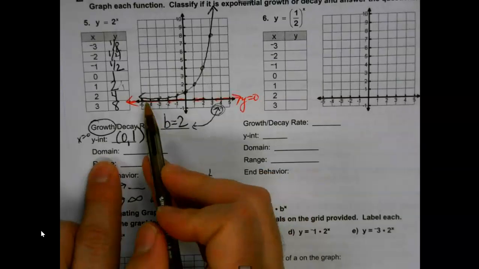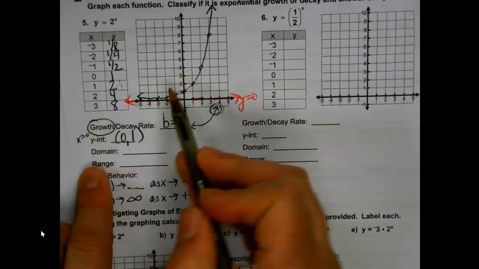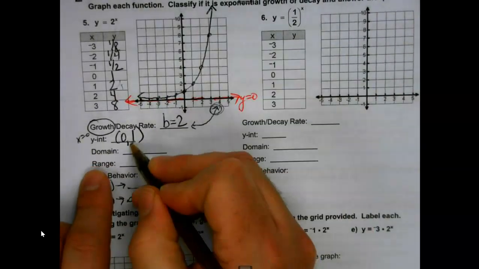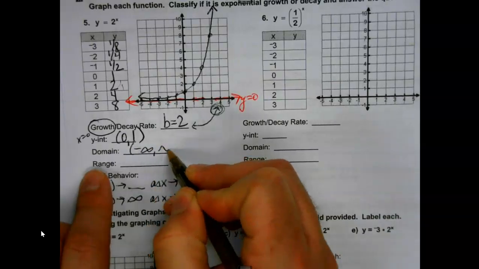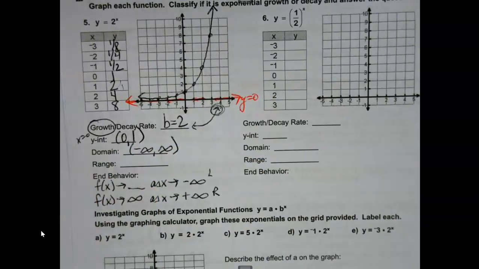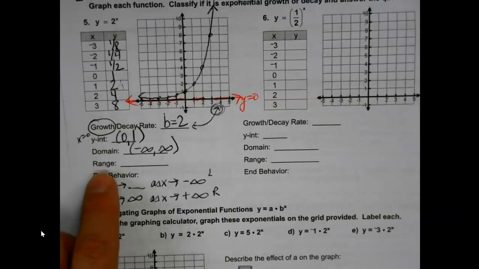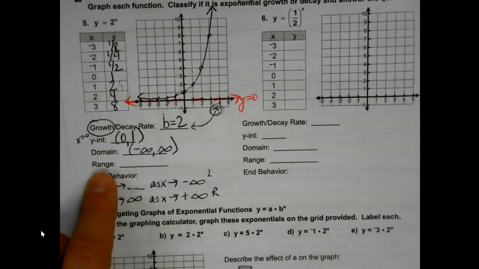My domain, forever to the left, forever to the right. That's kind of familiar. Is that always going to be that way? Every time. Doesn't matter if it's growth or decay. Your domain will be infinite. And your range, now here's where some of you still got to be careful. It's bottom to top, not left to right.